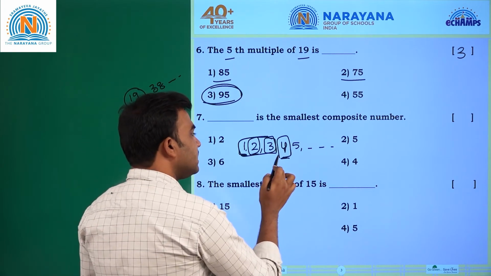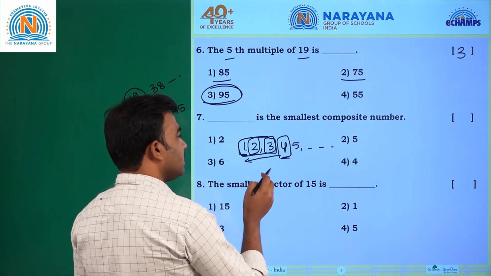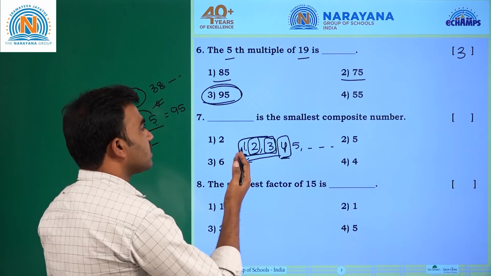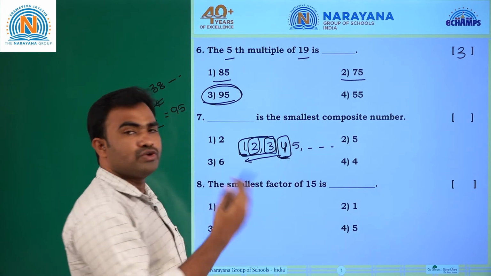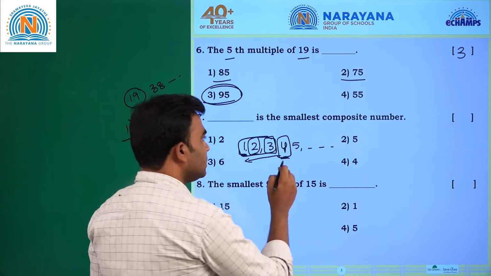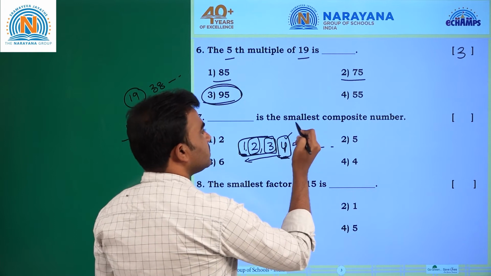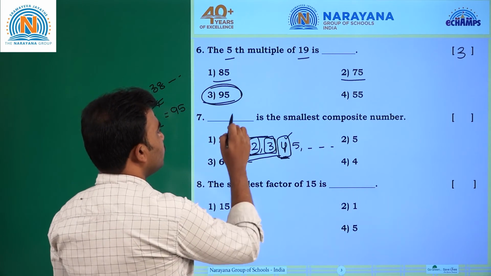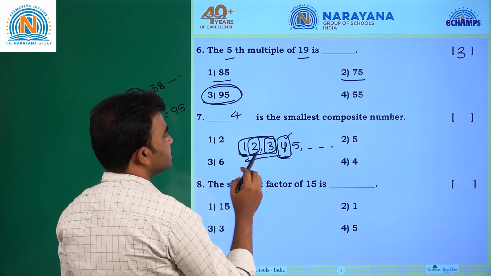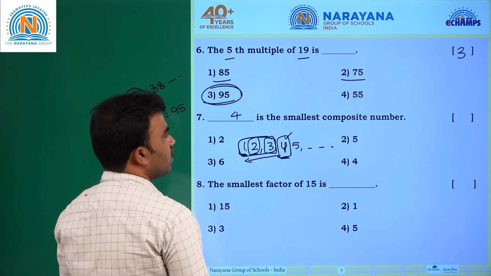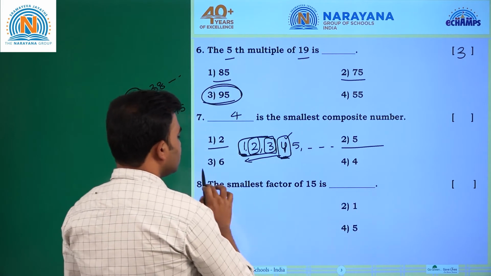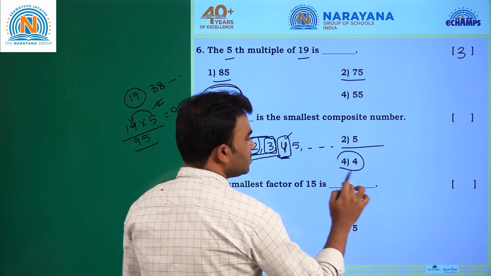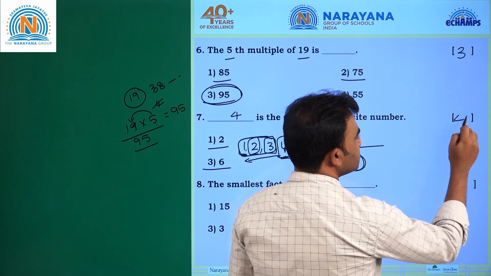Is there any composite number before 4? No, there is no composite number before 4. So this is the smallest composite number. 4 is our answer. 4 is the smallest composite number. First option 2, second option 5, third option 6, fourth option 4. So the answer is 4.